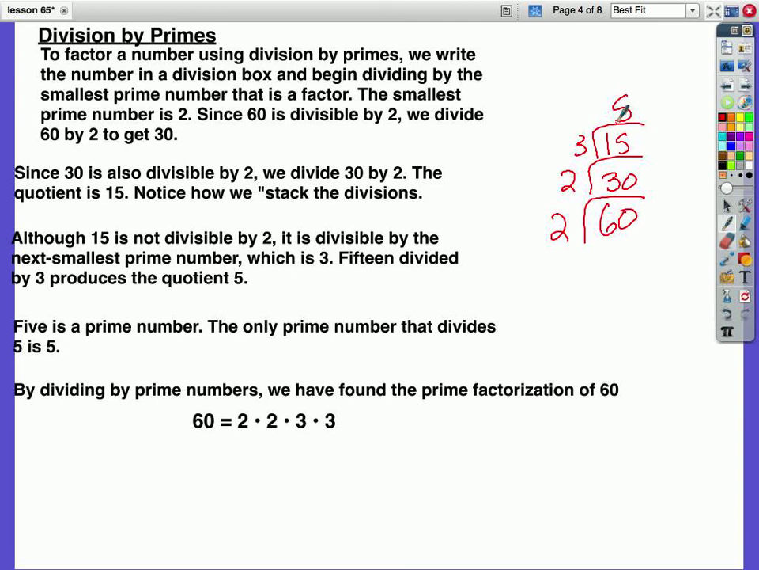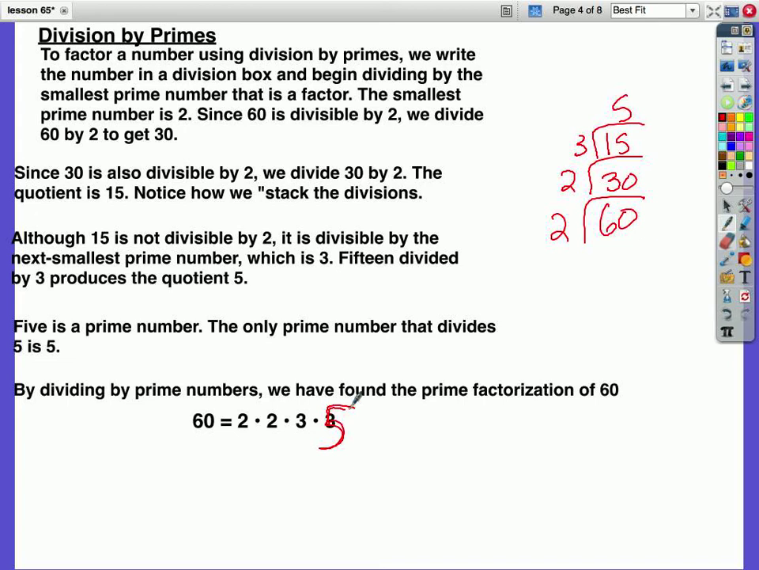5 is a prime number, and the only prime number that divides 5 is 5, because it's a prime number. So by dividing by prime numbers, we found the prime factorization of 60. When we write prime factorization, we need to have our prime numbers in numerical order. Okay. So this is wrong here. This should be a 5.